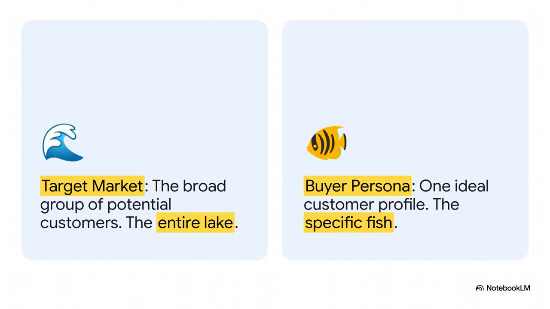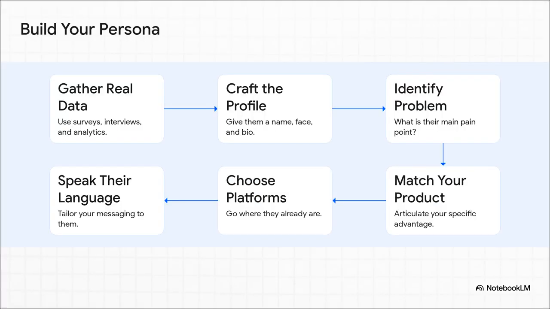Target market, that's the whole group, the entire lake. Buyer persona, that's one ideal customer, the specific fish. Getting this distinction right is the real game changer for creating marketing that feels personal and actually connects. Building one follows a really clear path. You have to start with real data, surveys, interviews, analytics, and use that to build a profile of a single person. Your whole goal is to understand their main problems so deeply that you can perfectly match your product to their needs, find them where they already hang out, and, crucially, speak their language.